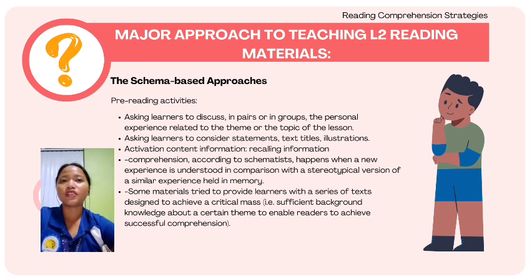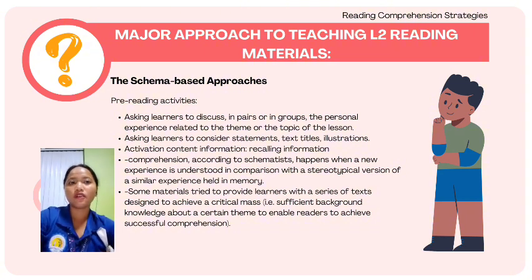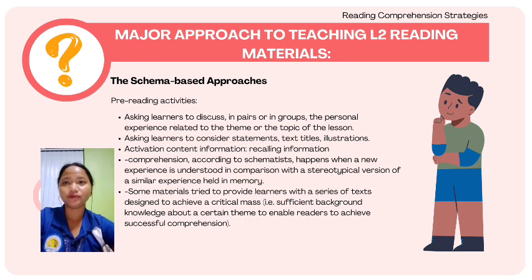So, for example, before reading a story about a festival, students might discuss a festival they have attended, describing the events, food, and atmosphere. This discussion helps them create a mental framework for understanding a text. Another strategy is to present learners with statements, text, titles, or illustrations before they read. These elements act as clues, helping students anticipate the content and activate relevant knowledge.